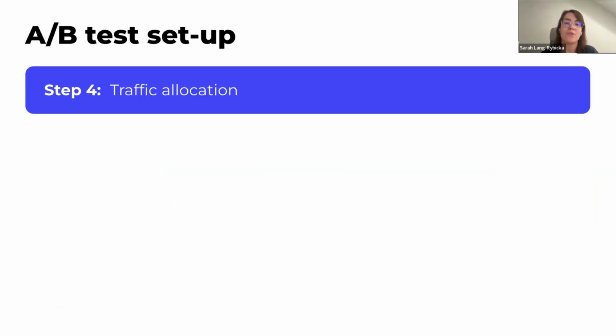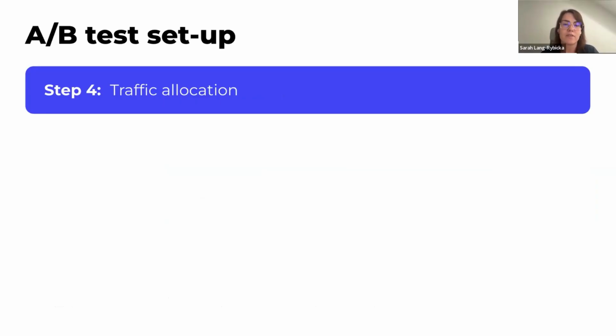All right, now you've defined the goal, the variable, the hypothesis. It's time to decide how to allocate the traffic between version A and version B. And you might think it's obvious, 50-50, right? And in many cases, it works well.